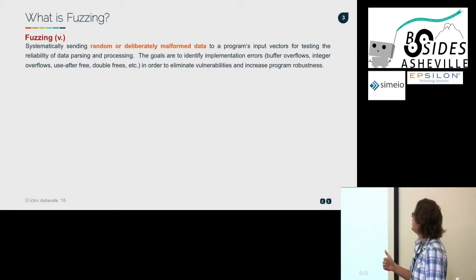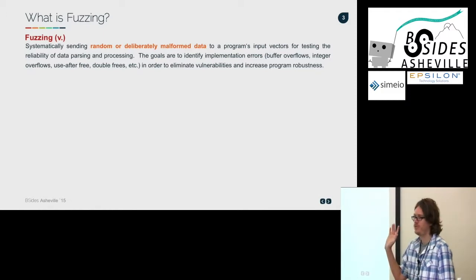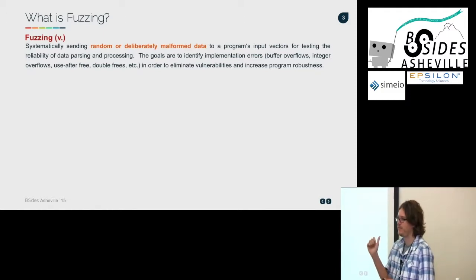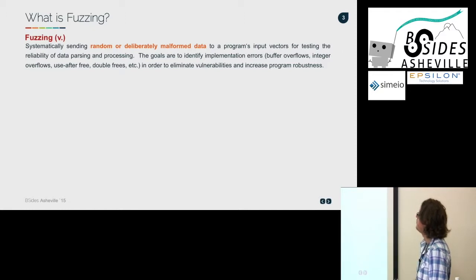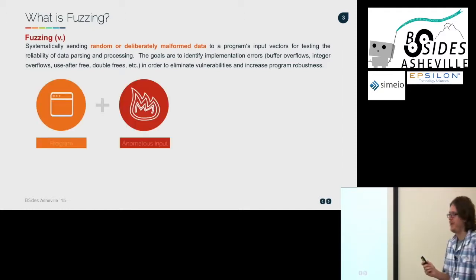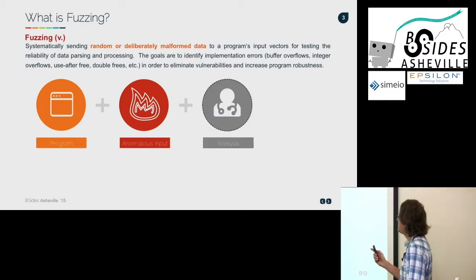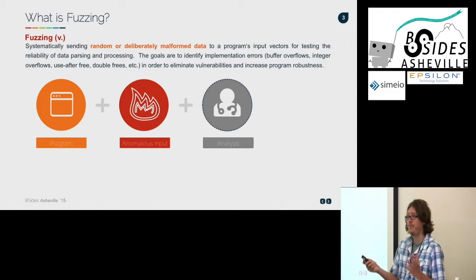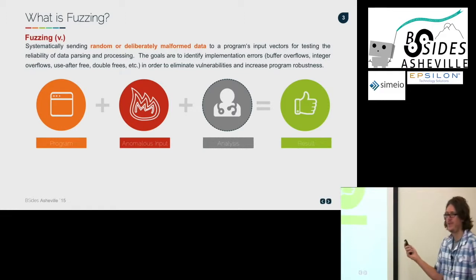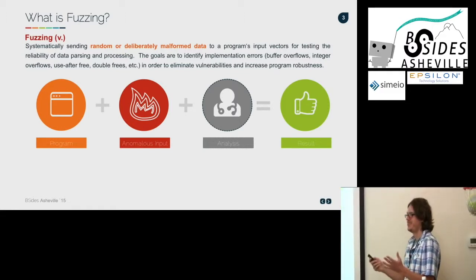You're looking to identify implementation errors, your typical buffer overflows, which are becoming less common these days, use after free, double free, all that good stuff. So pretty simple here. You've got a program. You've got some anomalous input to try to set fire to the program. You may have some analysis that you're going to be doing either programmatically, or you're going to have the engineer actually go through all the logs and figure out what happened and figure out why it was vulnerable and why it crashed. And then hopefully that gives you a good program in the end, right? So that's the 1,000-foot view of what fuzzing actually is.